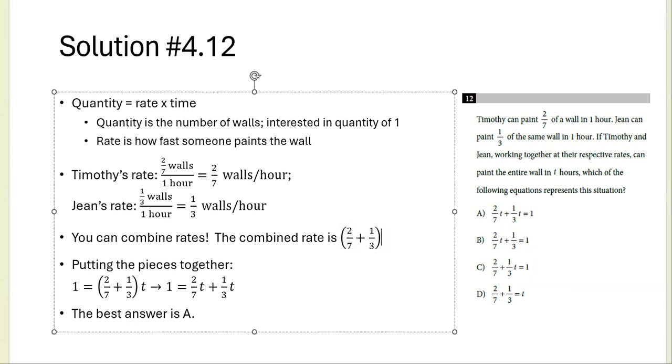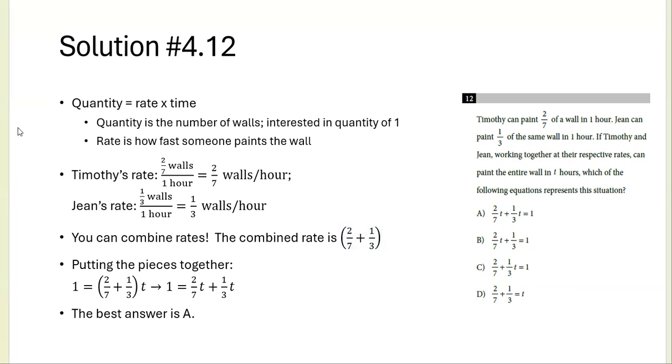No T. Let me get rid of that. That's the combined rate. So now putting the pieces together. So I plug this into the rate. And we're interested in the quantity of one wall. And we're interested in how much time it takes for that one wall with the combined rate of them. That's how we put the pieces together. Hopefully this is helpful to understand, okay? And then just to get a matching answer, we just distribute this T to both the 2/7 and the 1/3. And the best answer is A as a result.